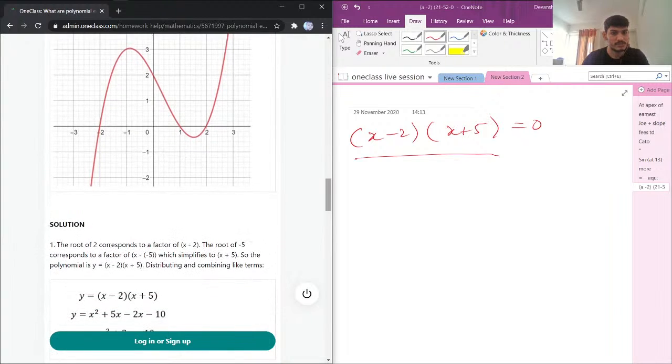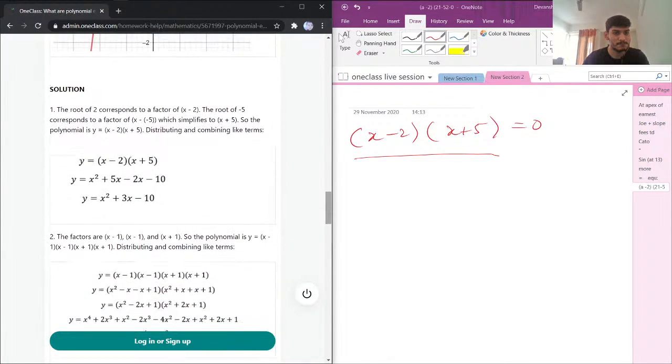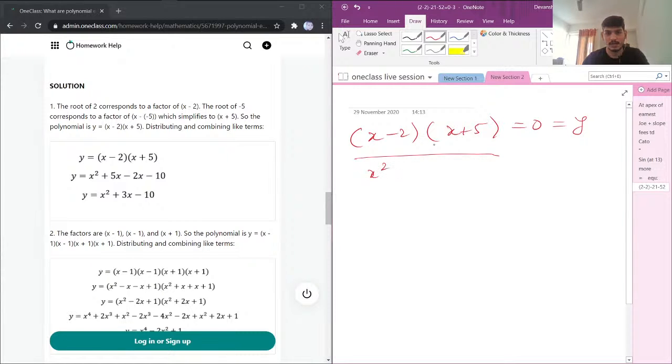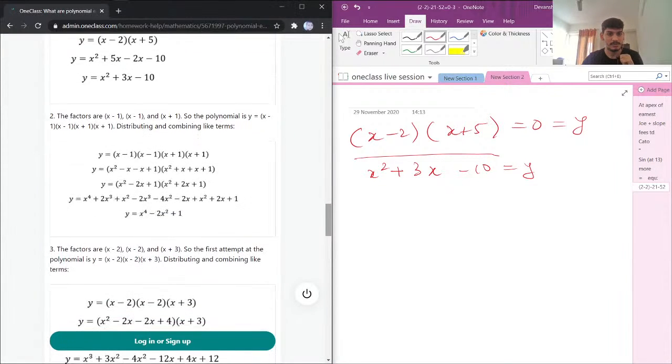When y equals to 0 in this condition, so yep, we can find like this. Instead of writing this 0, I can write this as y in the form of an equation. Then we have y equals to x square. This will be x square and this will be 5 minus 2. This will be plus 3x and this will be minus 10. Negative of 10 equals to y, and yep, I get the same equation.